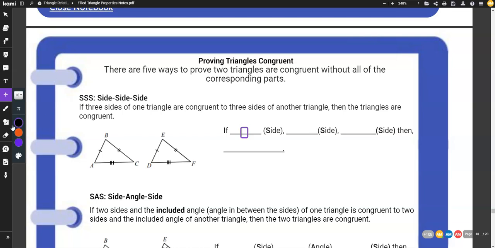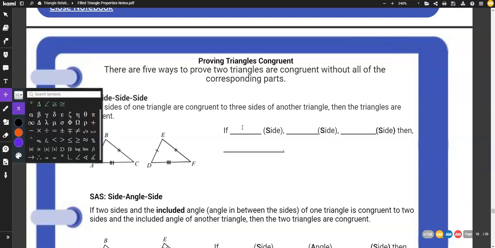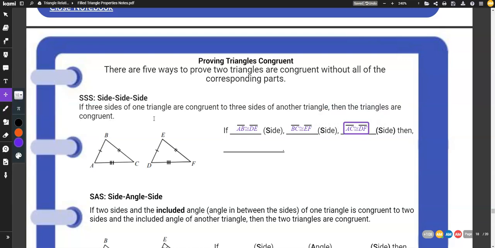So in this instance, if segment AB is congruent to segment DE, and then our next one, we want to say BC and EF, so segment BC is congruent to segment EF, and finally, segment AC and DF. Okay. And if that is a true statement, then we can say the triangles are congruent by side, side, side.